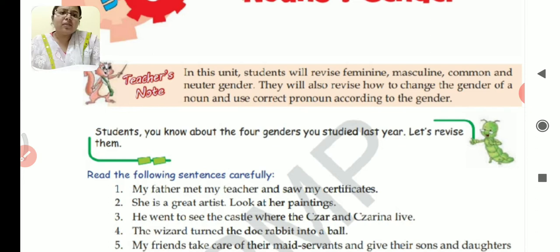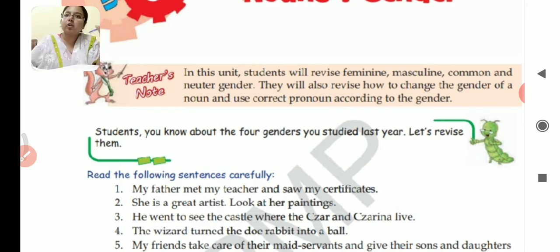In this unit, students will revise feminine, masculine, common, and neuter gender. Children, there are basically four types of gender, that is feminine, masculine, common, and neuter. This you have already studied in class 4. They will also revise how to change the gender of a noun and use correct pronoun according to the gender. In this chapter, you will also learn about the correct usage of pronoun according to the gender.